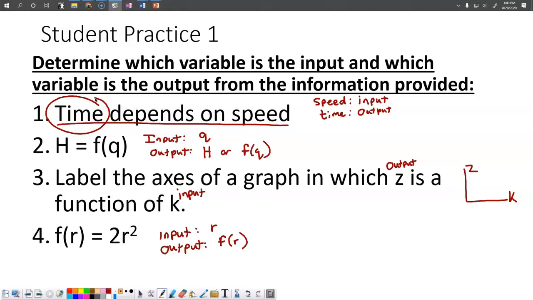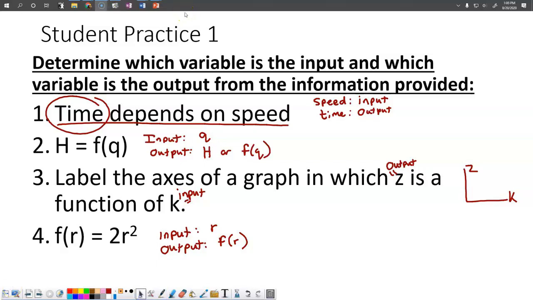So the answer to number 1 is that speed is the input, time is the output. Number 2, the input would be q, the output would be h or f of q. On number 3, we have a verbal representation here where it says z is a function of k, which means that z is the output and k is the input. And so I've labeled mine.